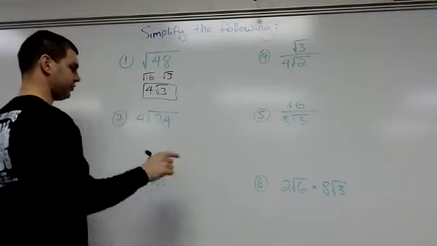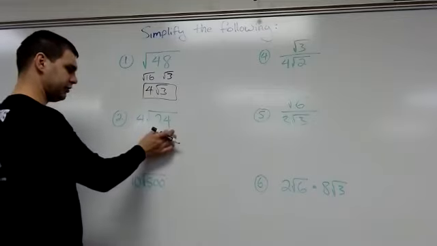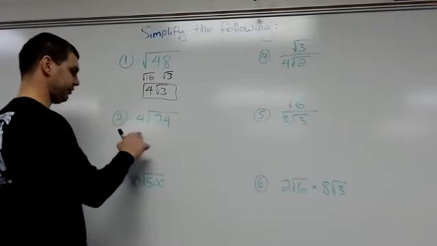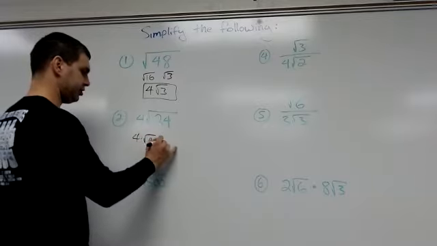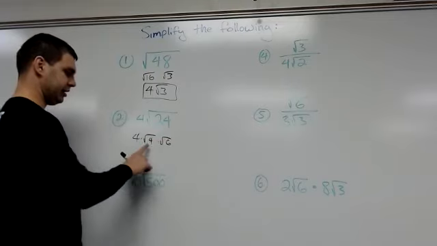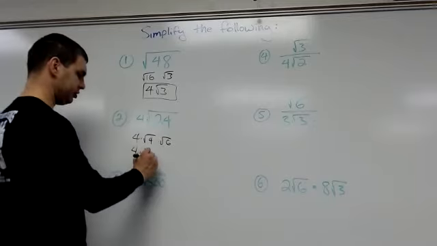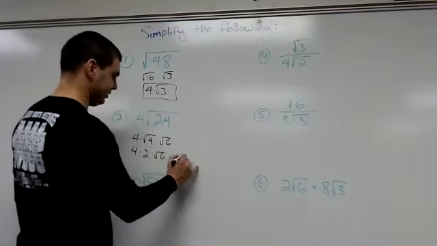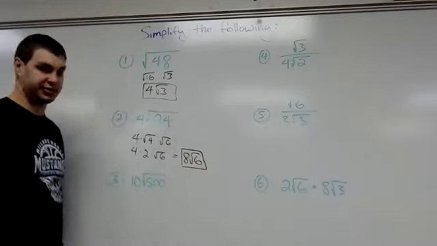How about 4 square roots of 24? Same idea. What's a square number that goes into 24? And I know 4 goes into 24, right? So I could rewrite this as the 4 from out front times the square root of 4 times the square root of, well, 4 times what is 24? 4 times 6. And then again, the square root of 4 is 2. So now this is 4 times 2 times the square root of 6. And of course, 4 times 2 on the outside is 8. So this is 8 square roots of 6 is how that simplifies.